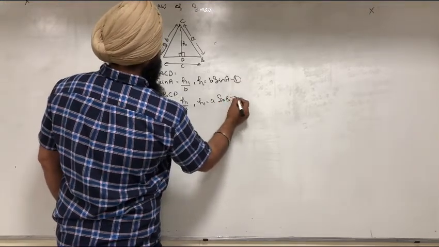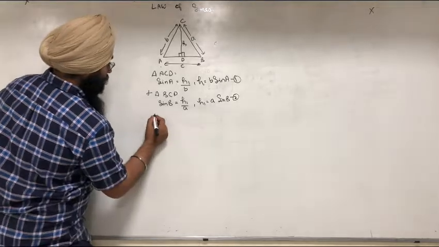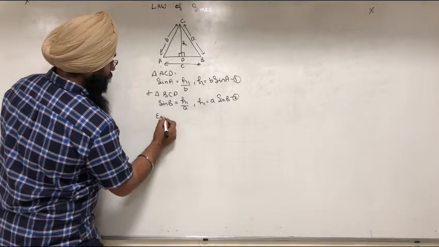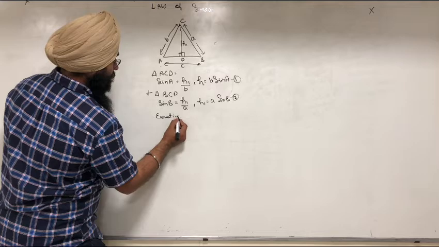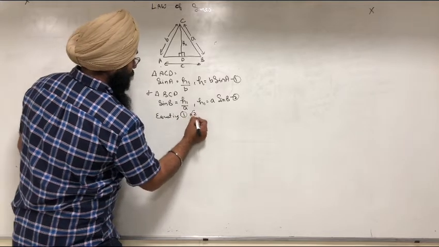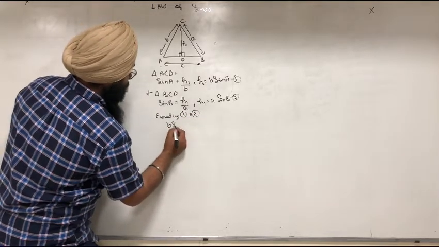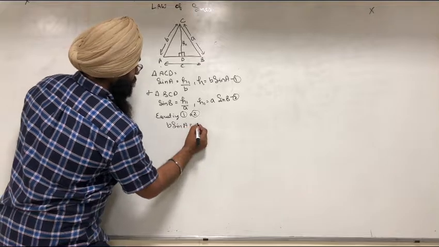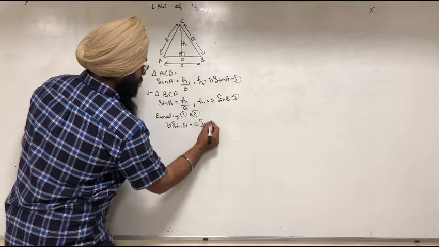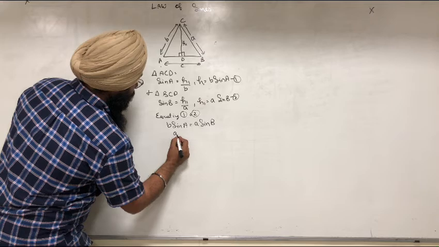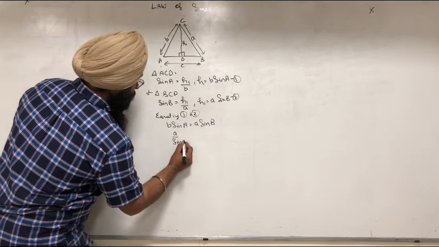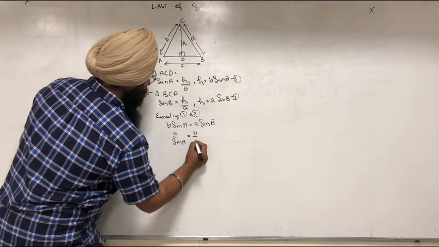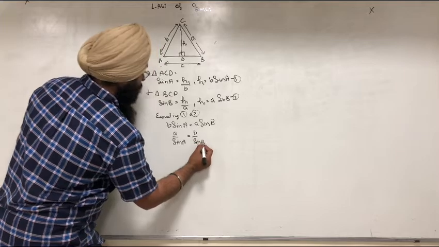Equating 1 and 2, we get B sin A is equal to A sin B. Therefore, A by sin A is equal to B by sin B.